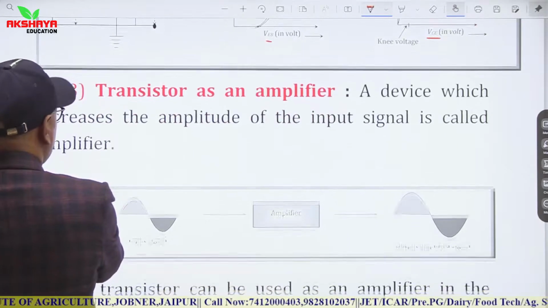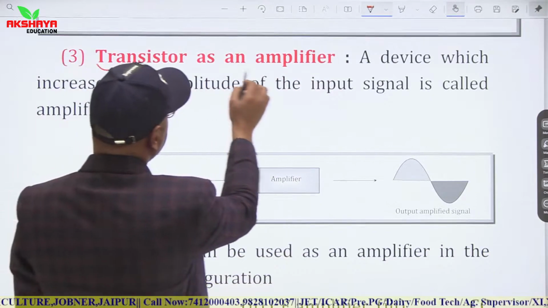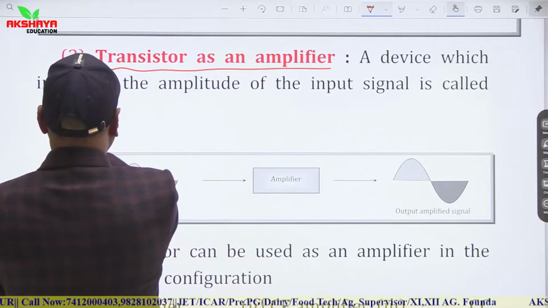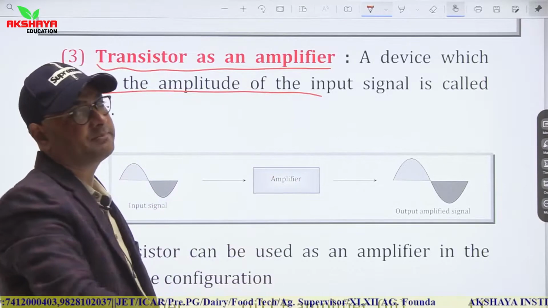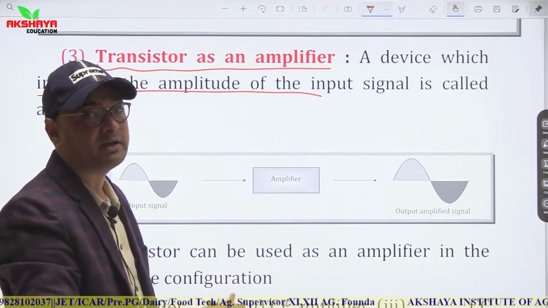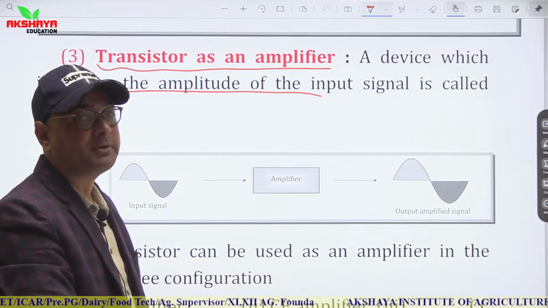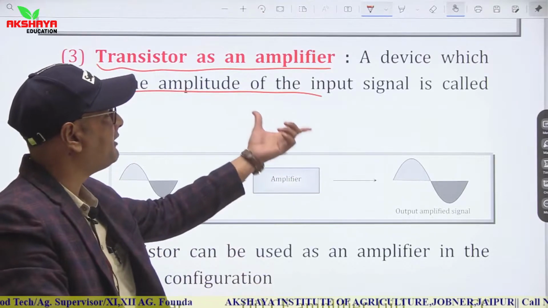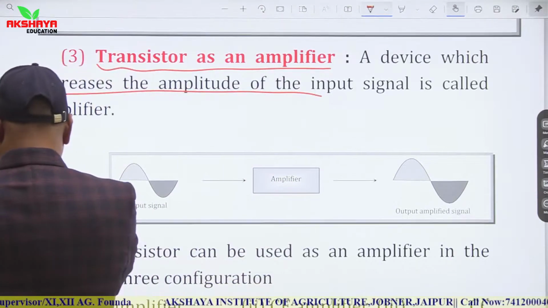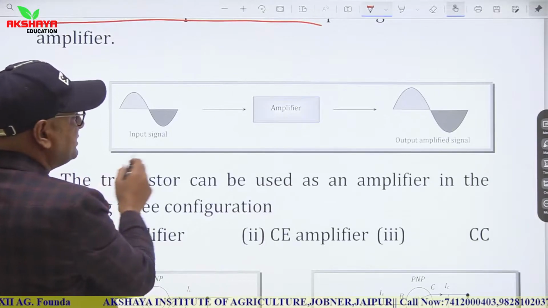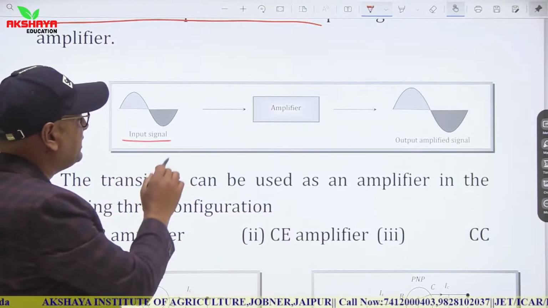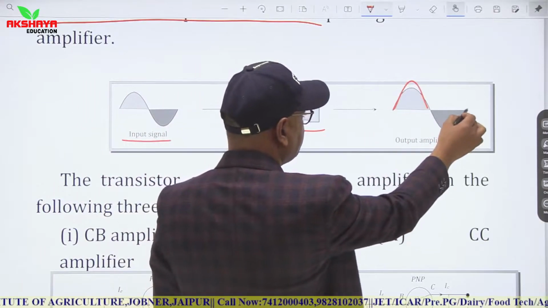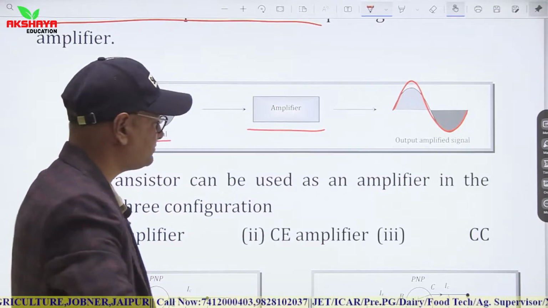Now let us talk about how a transistor is used as an amplifier. A device which increases the amplitude of an input signal is known as an amplifier. It's clear by its name itself that an amplifier is basically used to amplify the input signals. So the input signal is amplified by this device. We can clearly see by this schematic that if this is the input signal and it passes through an amplifier circuit, then its amplitude is increased.